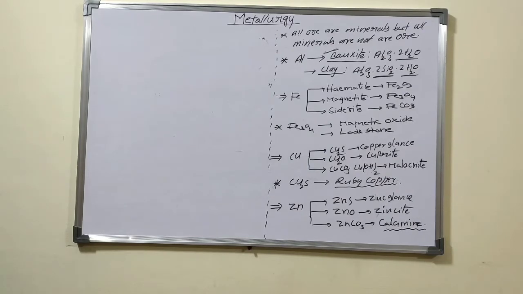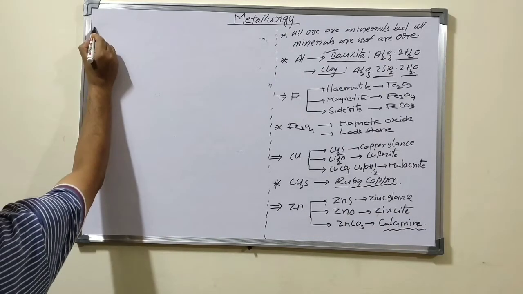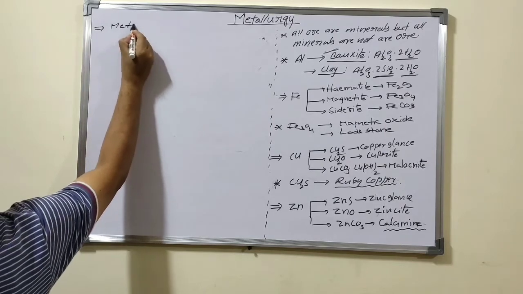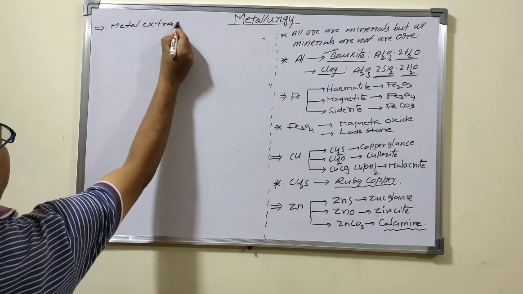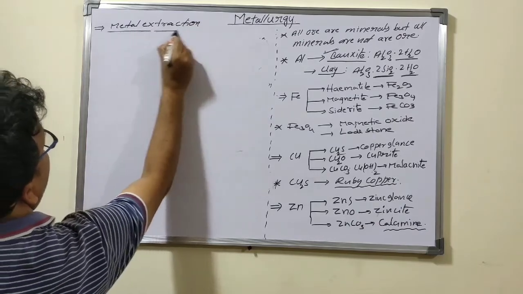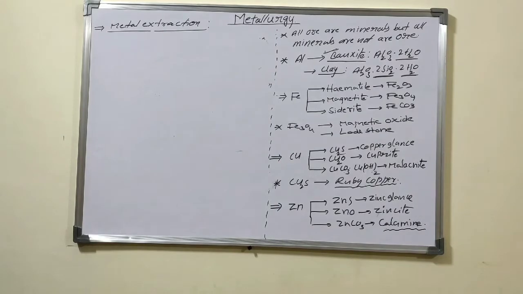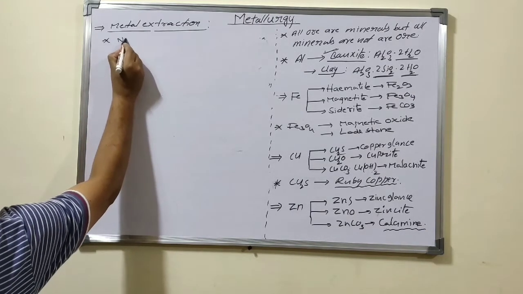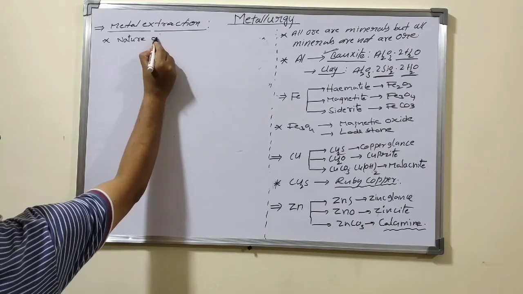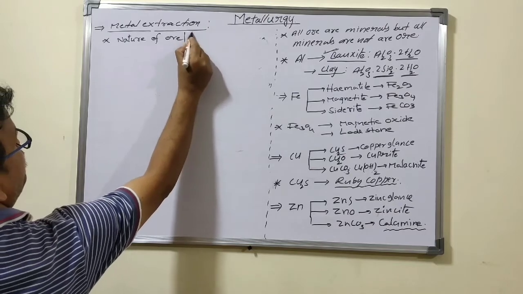The process of metallurgy depends on the nature of ore and impurities. So, metal extraction: the process of extraction depends on the type of ore or type of impurities. This you have to remember. The process of metallurgy depends on the nature of ore and impurities. This is the point you have to remember.